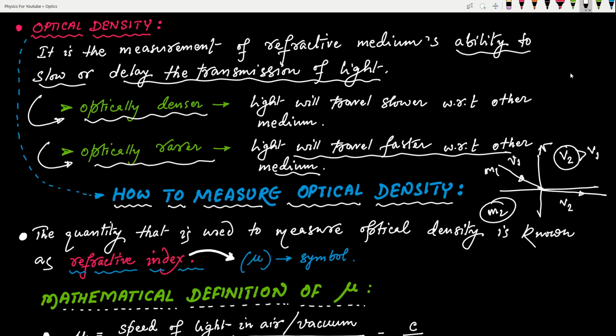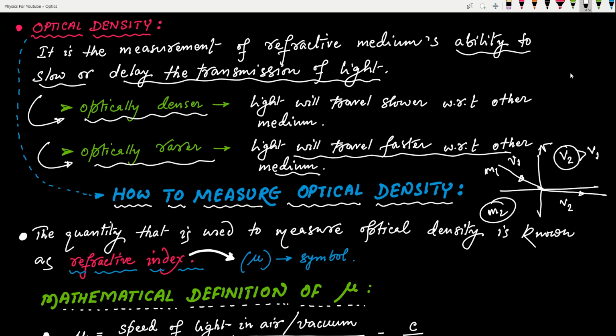I hope the concept of optically denser medium and optically rarer medium is now clear. It has nothing to do with the density that you have learned in mechanics in class 11 in hydrodynamics, that is, density is mass by volume. It has nothing to do with that. This is a different thing. Optically denser and optically rarer are different things.